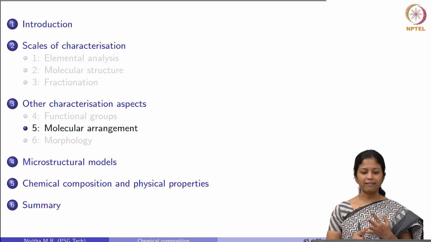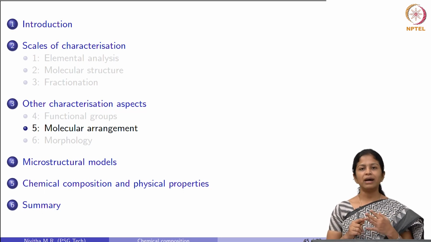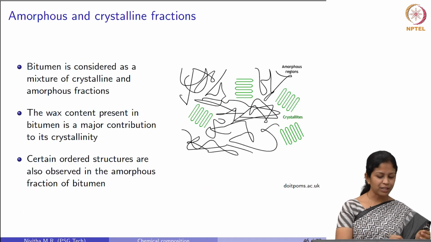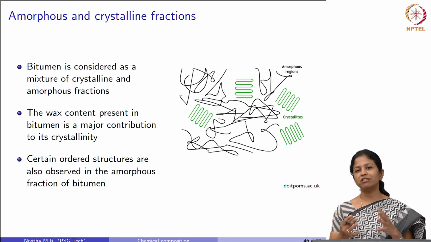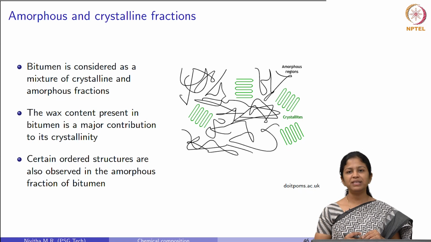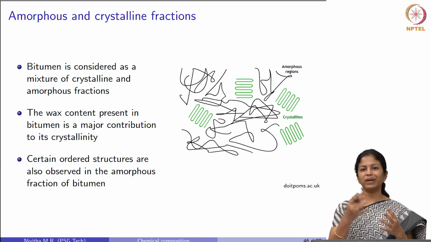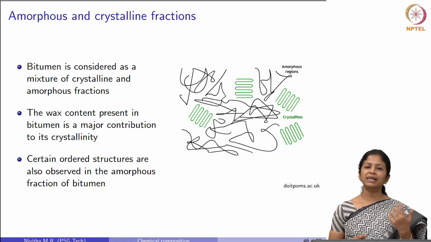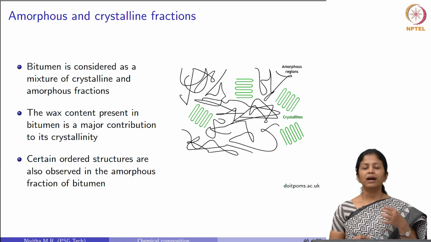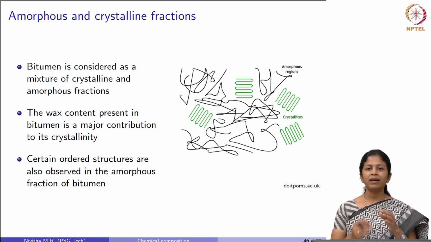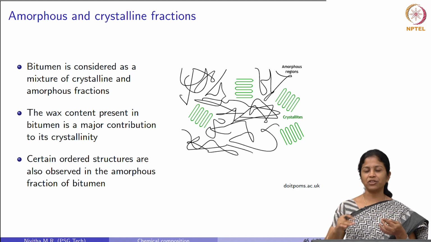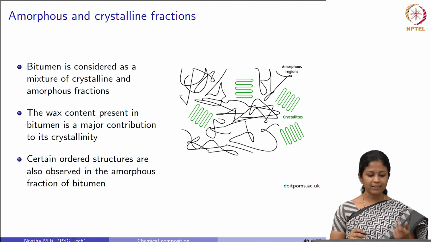Next, we will move on to the other technique, which is molecular arrangement. Molecular arrangement is how these molecules are arranged together. We say we have an amorphous material and we have a crystalline material. What do we understand by a crystalline material? A crystalline material is one wherein it has an organized or arranged structure. That is what we call a crystalline structure.